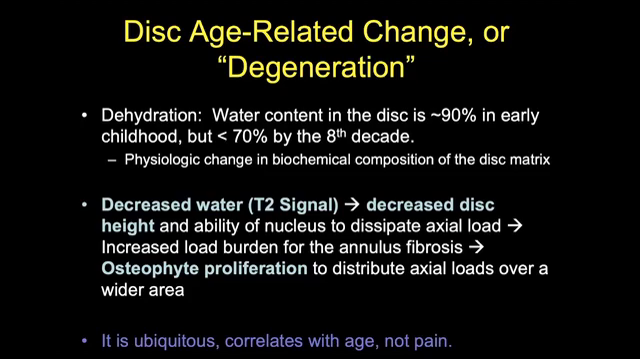And these findings tend to be ubiquitous. There is some genetic component. It does correlate with age, but not with pain. So again, degenerative describes physiologic degeneration that typically occurs naturally with age in people with a genetic predisposition, and is not necessarily pathologic.